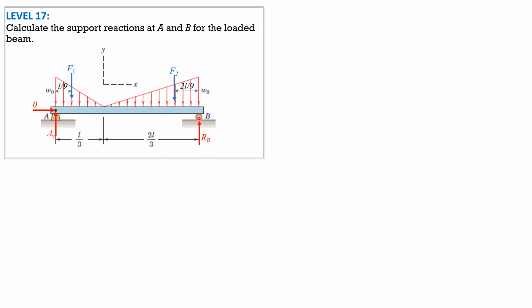So summation moment about B equals 0, clockwise positive, AY times L. But before that, let's solve for F1 and F2. F1 is 1/2 of L over 3 times WO. So it is equal to WO L over 6. F2 is 1/2 of 2/3 of L times WO. So it is equal to 1/3 of WO L.